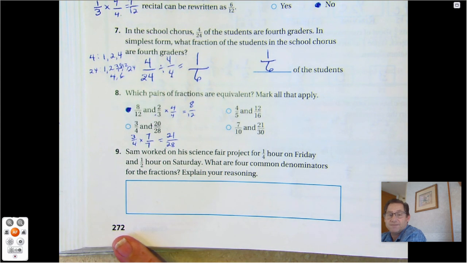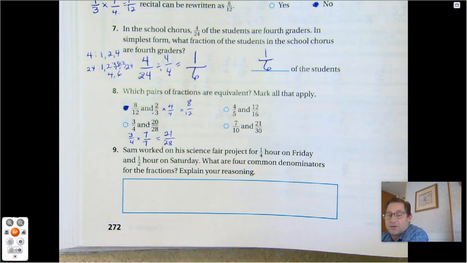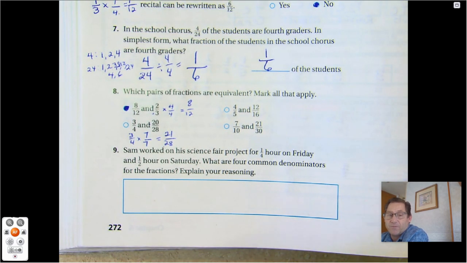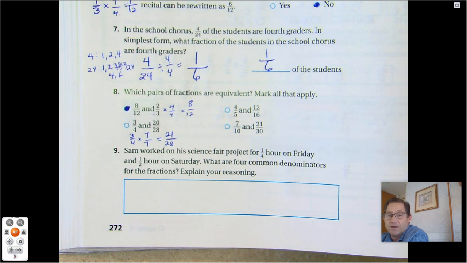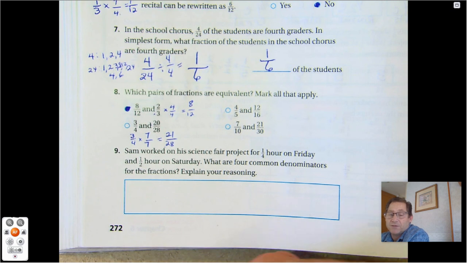4/5 and 12/16. That's not going to be possible. 5 can never become 16. So I'm not even going to do that math. Yeah, what you could do is go 4 times 3, because that would be 12. So the numerators would match. But 3 times 5 is 15, not 16. So no.